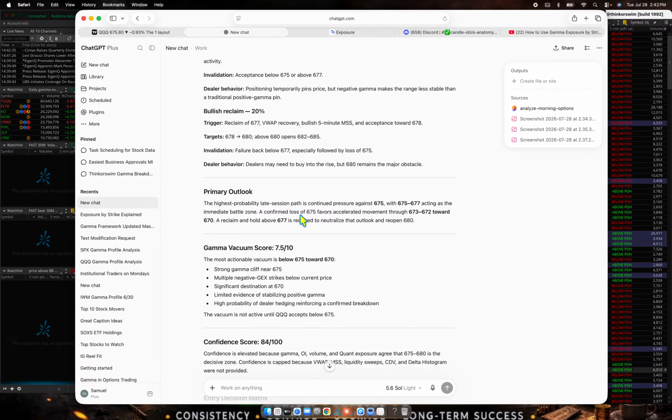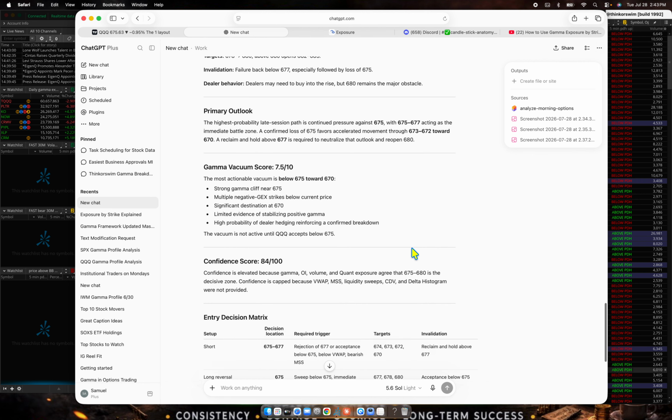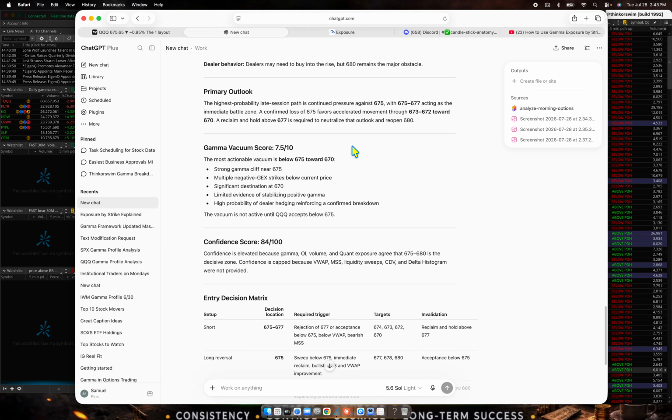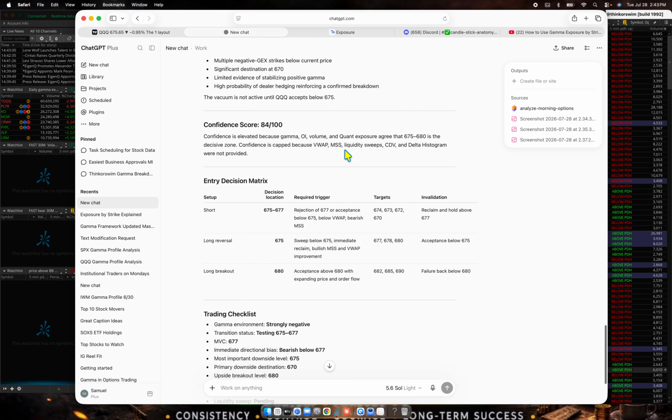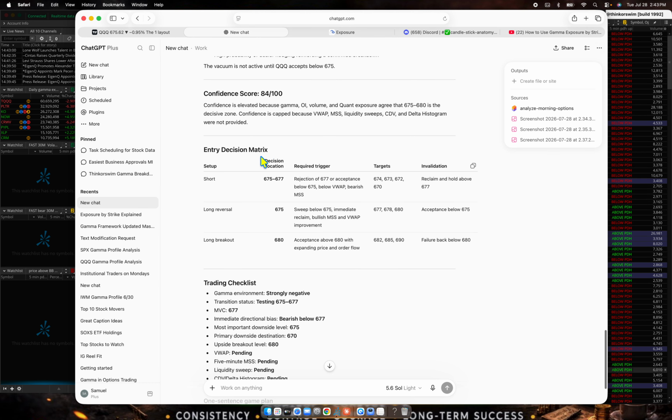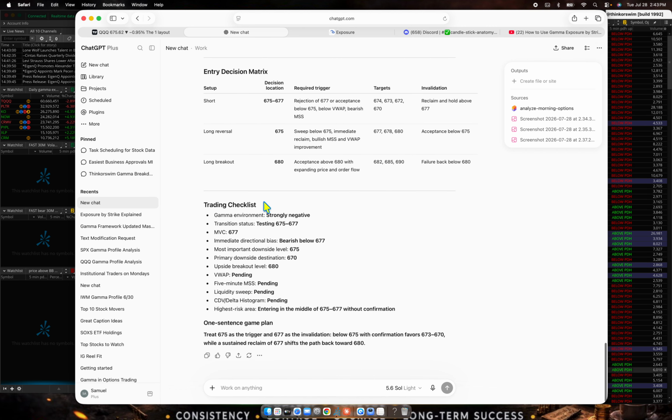The highest probability late session path is continued pressure against 675 through 677, acting as the immediate battle zone. A confirmed loss of 675 favors accelerated movement through 673, 672 towards 670. A reclaim and hold above 677 is required to neutralize that outlook and reopen 680. It will give you a gamma vacuum. It will give you a confidence score, an entry decision matrix, and a trading checklist.